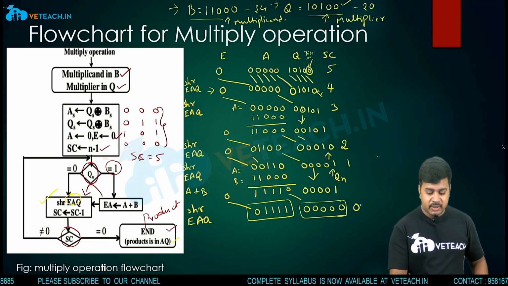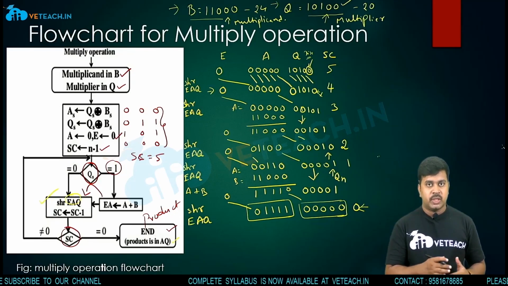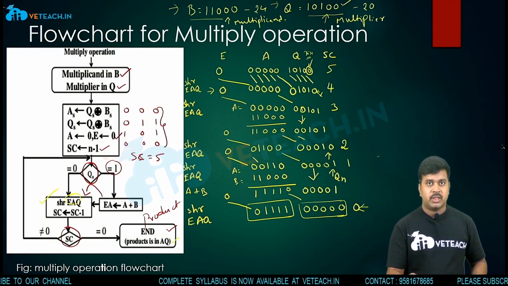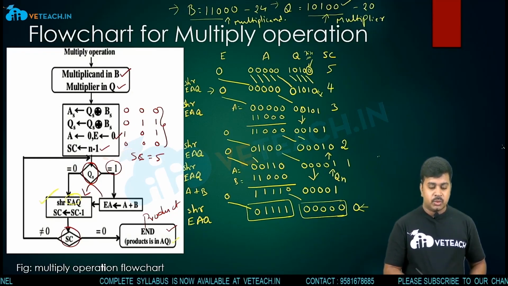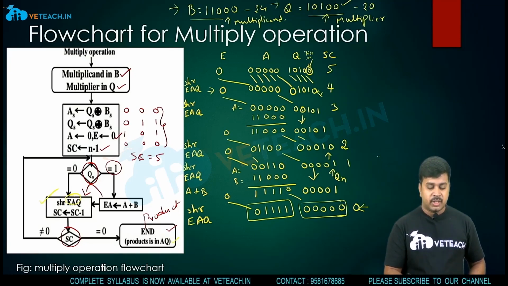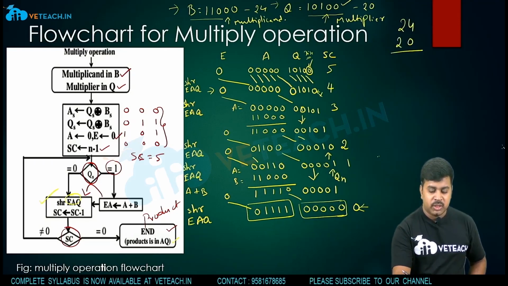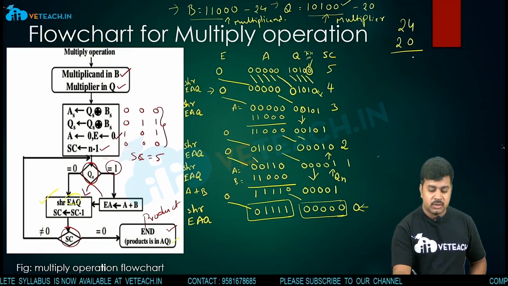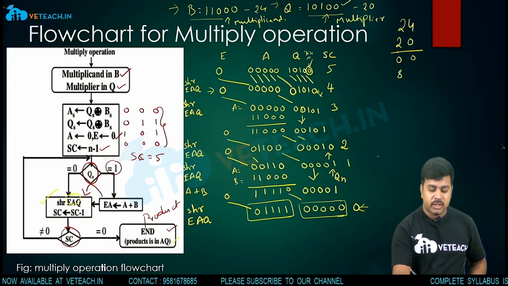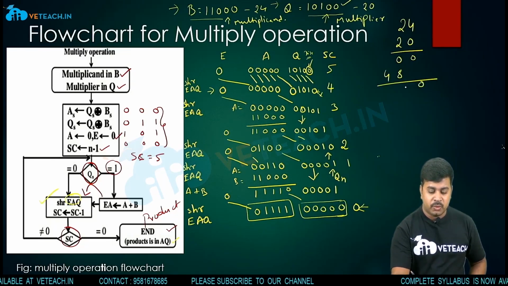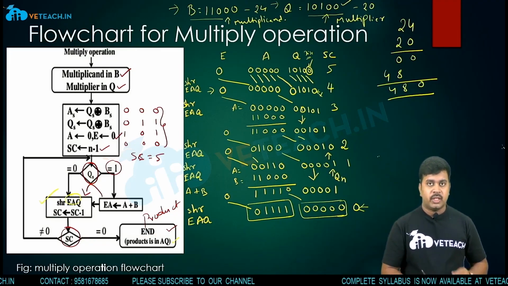So we stopped at the 0th position of the sequence counter. If the sequence counter is 0, we are not going to do any steps further. We are going to stop the calculation, and the final result will be in A and Q, right? If you want to check the answer, multiply 24 by 20. You can count it like this: 0 into 4 is 0, 0 into 2 is 0, 2 into 4 is 8, and 2 into 2 is 4, that will be 480. So if you multiply 24 and 20, you get 480 as the answer.